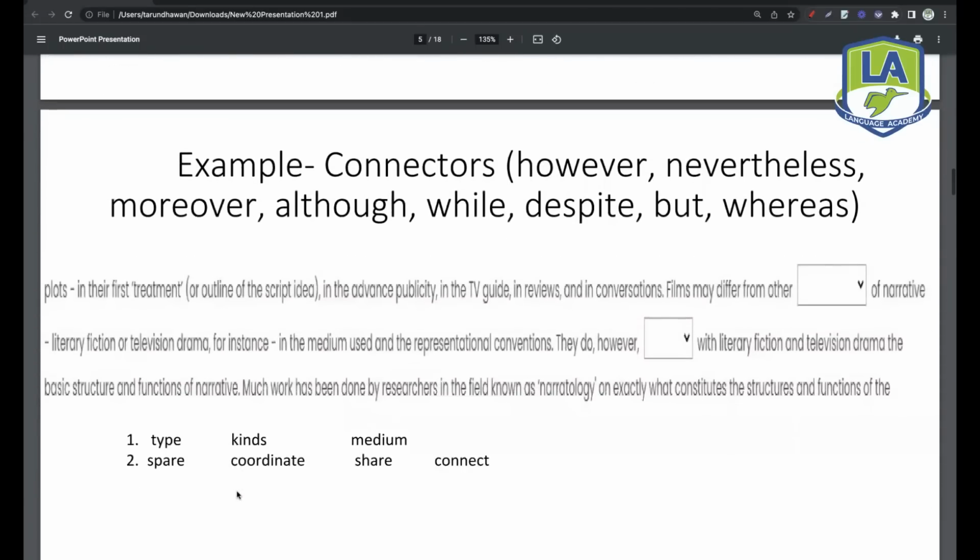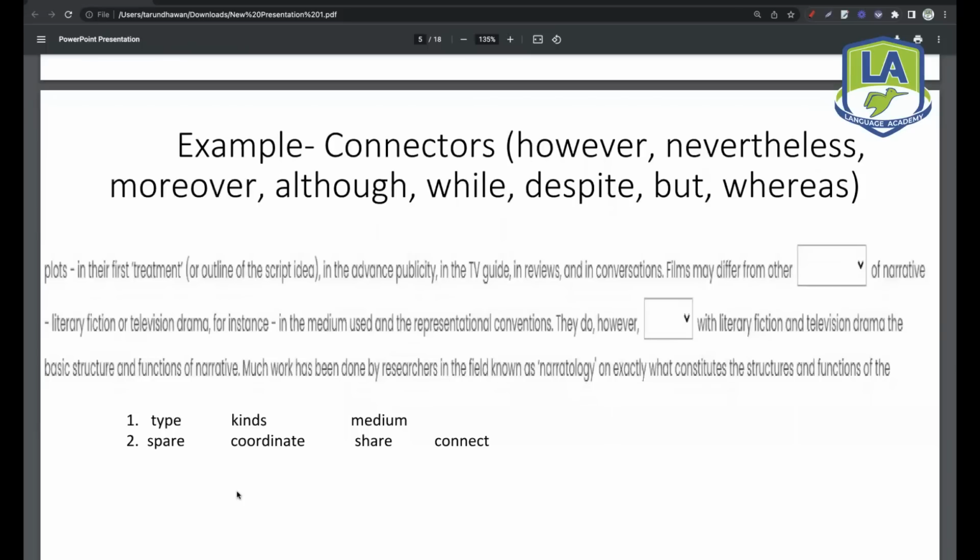When we say that you have to justify connectors, what do we really mean by that? So if we read just from here, films may differ from other dash of narrative. What are those things? Literary fiction, television drama, for instance, in the medium used and the representational conventions. So films may differ from other dash of. Again, there's a grammatical rule that before of, if you have a blank, you always have to fill that blank with a noun. You have differ from other type or other kinds.